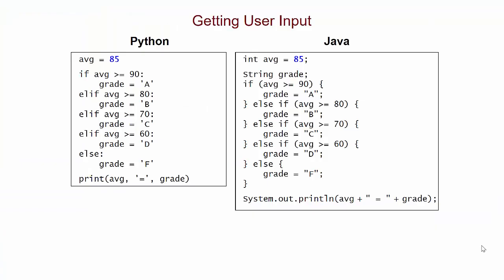Okay, to make the program more useful, we want to be able to get the actual average from the user rather than hard coding in a particular number. So in Python, we would do that using an input function call, and then we would take what input gives us back, which is a string, and we would convert it to an int. And so the combination of input followed by int allows us to get an integer from the user, which we store in the variable. In Java, it's a little bit more complicated.